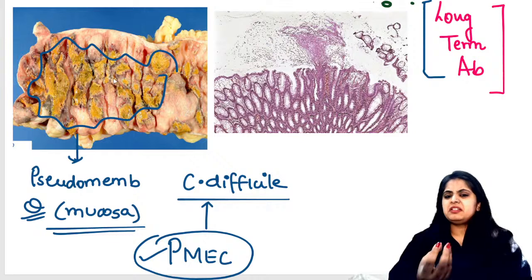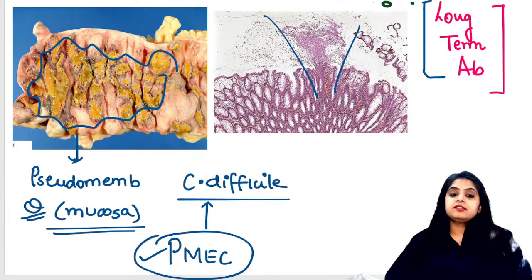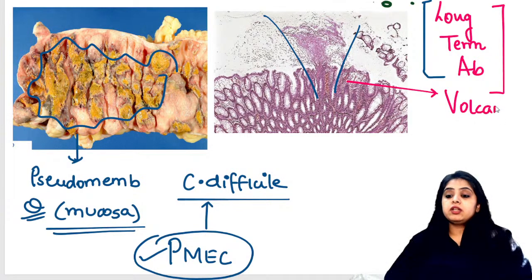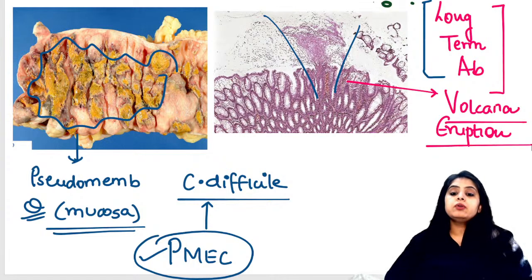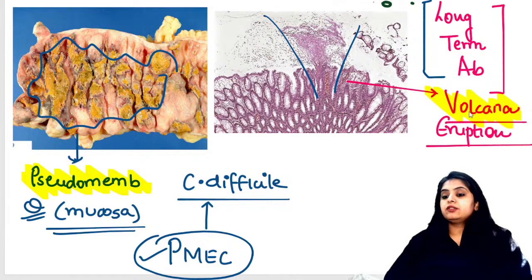What is this dirty yellow material? This is actually like a lava bursting. Everyone has seen in movies and so many other channels how a volcano burst is shown. So volcano eruption is something that they are going to talk about when they talk about Clostridium difficile. So please let me know the two main things. Number one, a pseudomembrane forming. Number two, a volcano-like eruption. That is how you do the diagnosis.